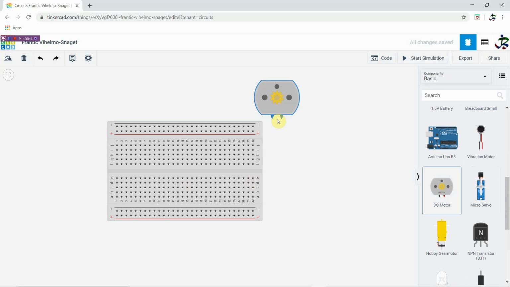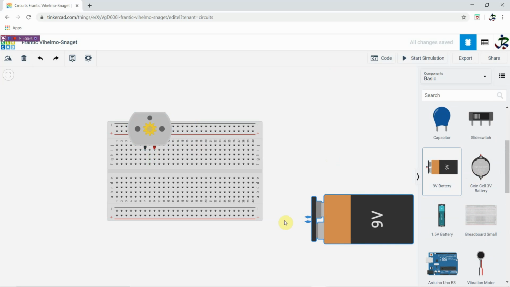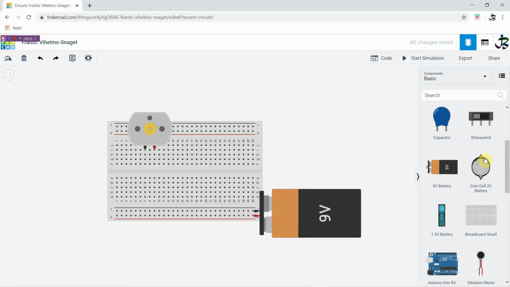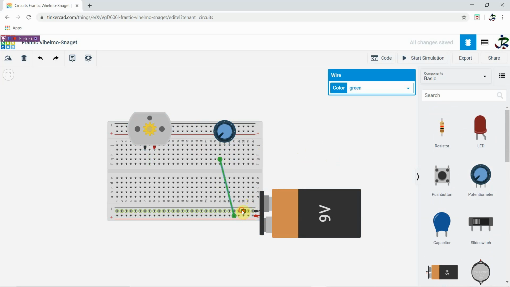So we will take the DC motor and place it here, and we'll use the 9-volt battery and the potentiometer. Now we understand how to control the speed. We'll connect the positive to the first terminal, negative to the second terminal, and the middle terminal to positive, and the negative to the second terminal.